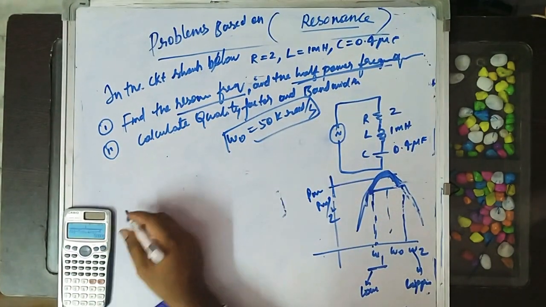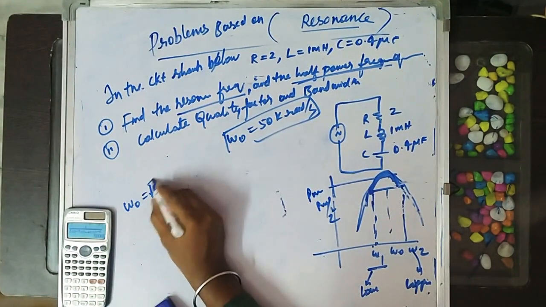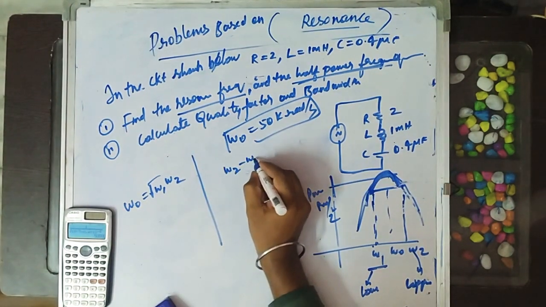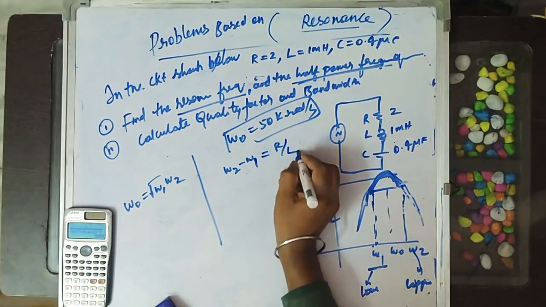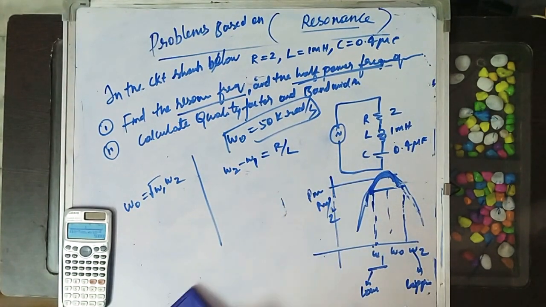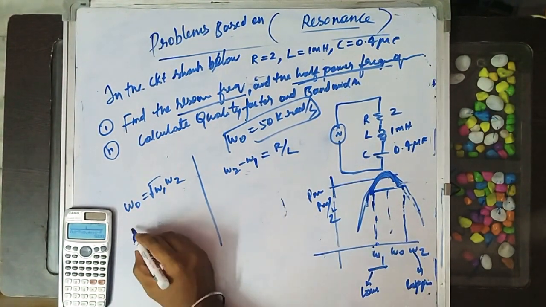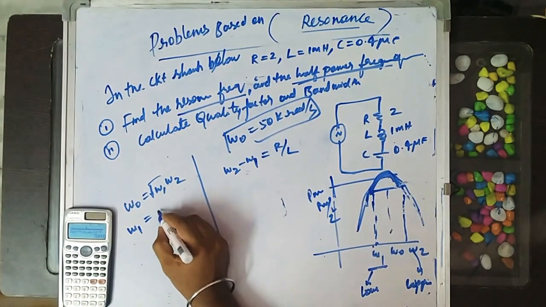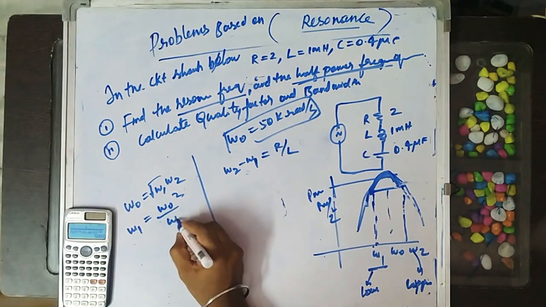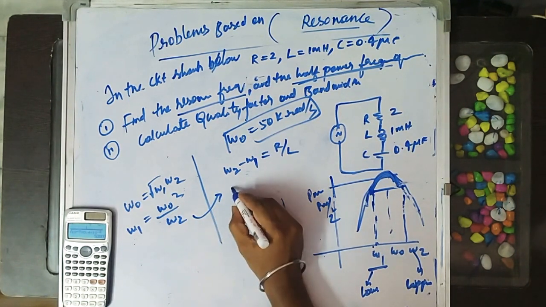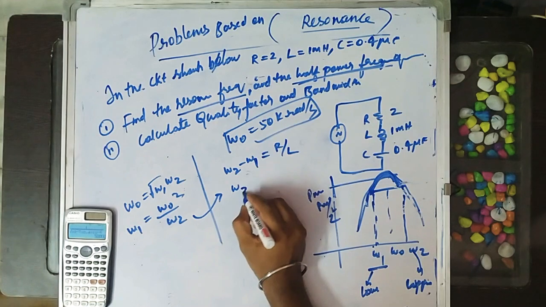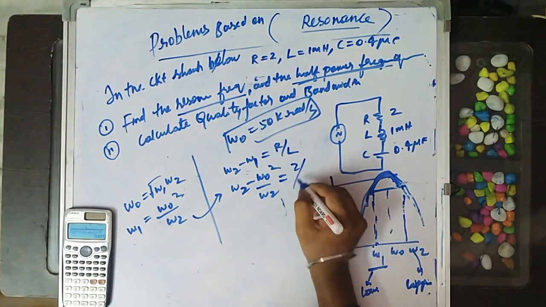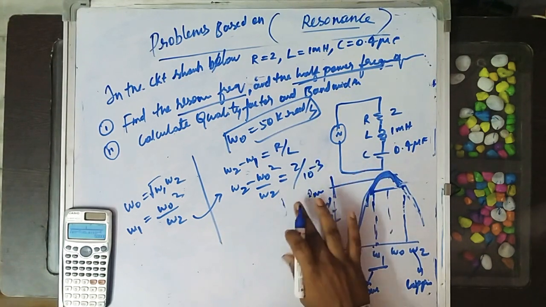Keep this as it is. We have the relation omega naught equal to omega 1 omega 2, and omega 2 equal to omega 1 minus omega. Bandwidth is R by L. Same, substitute previous sums like what we did, we will solve like that only. So omega 1 will be equal to what? Omega naught square by omega 2. Substitute this here. Omega 2 minus omega naught square by omega 2, then equal to 2 by 10 power minus 3.